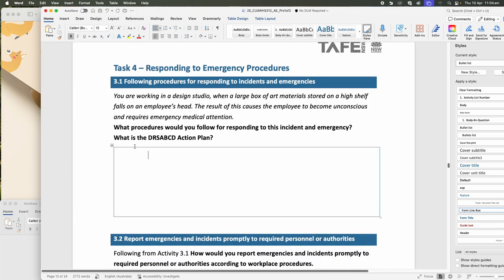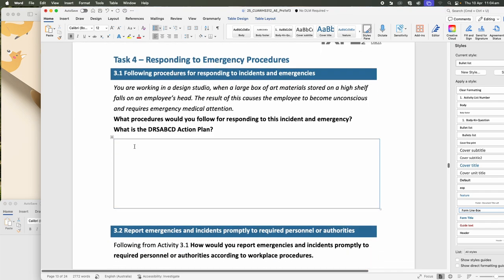Now we're on to responding to an emergency procedure, so that's task 4. So we've got another scenario. You're working in a design studio when a large box of art materials stored on a high shelf falls on an employee's head. The result of this causes the employee to become unconscious and requires emergency medical attention. What procedures would you follow for responding to this incident and emergency? And have you heard of the DRSABCD action plan?